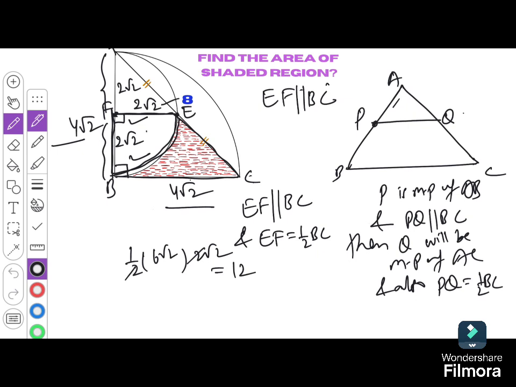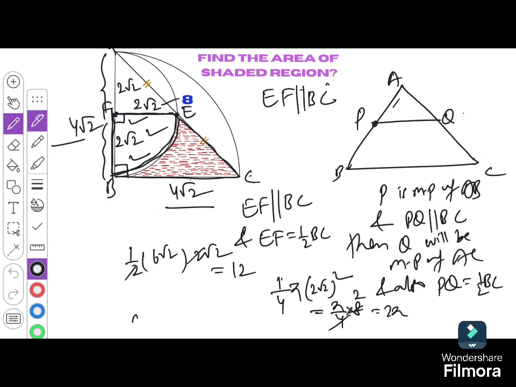And now I will subtract the area of this quadrant. So what will be the area of quadrant? Area of quadrant is equal to 1 by 4 pi r square. So what is the r? R is 2 root 2, squared. So pi by 4 into 8, so 2 pi.